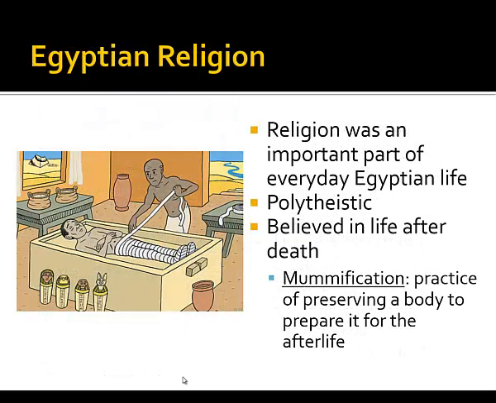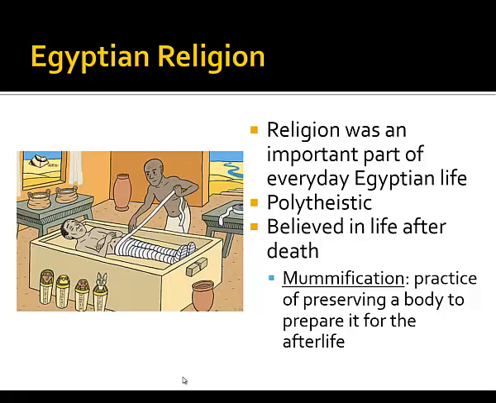Religion was a huge component of ancient Egyptian life as well. So they were also polytheistic, again, believing in many gods, like the Mesopotamians, and importantly, believed in an afterlife. And I'm sure you're all familiar with the process of mummification. You can see a little cartoon on the left-hand side here shows a man being mummified.